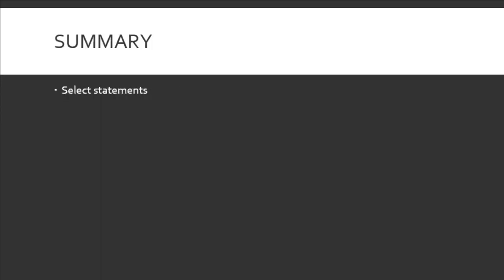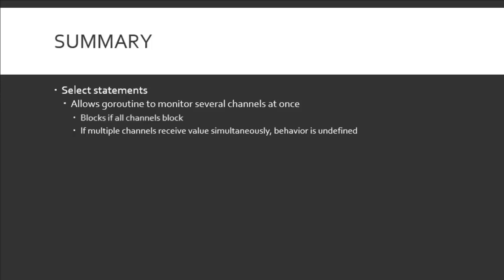And finally, we talked about select statements and how they work kind of like switch statements, but they work only in the context of channels, and how they allow a Go routine to monitor several channels at the same time. Now, if all channels are blocked, so if there's no messages available on any channel, then the select statement will block by default, and then when a message comes in, it will go ahead and process that on the proper case.